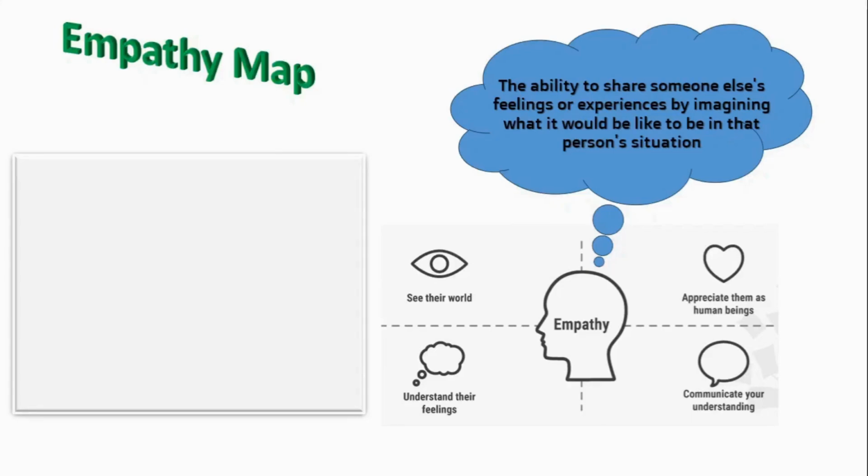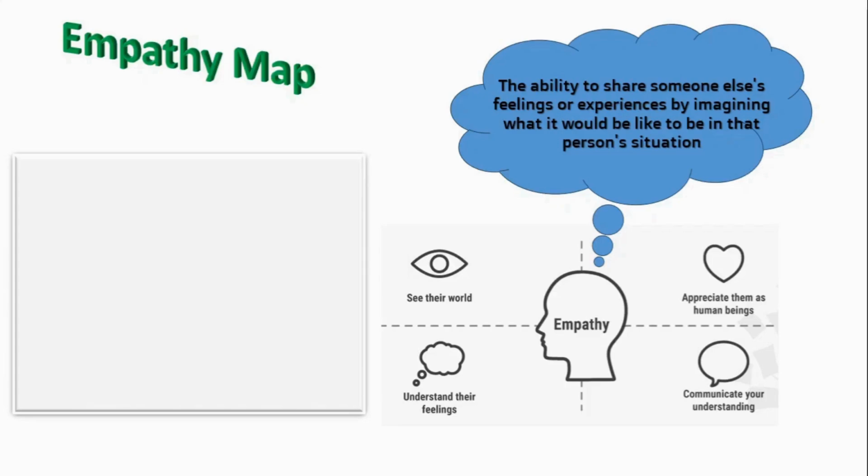So now today we are going to learn about a new topic, and the name of the topic is empathy map. So we'll try to understand the meaning of empathy first and then we'll go further with the topic. Let's start. So what is the meaning of empathy? Empathy means the ability to share someone else's feelings or experiences by imagining what it would be like to be in that person's situation.